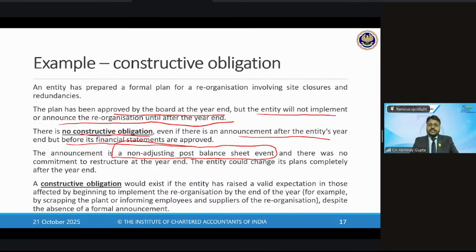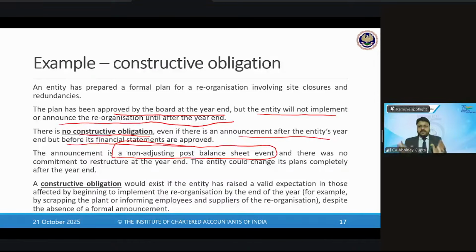If the past event is there, then only will we try to find out what the obligation is, whether that obligation is legal or constructive. If it is legal, then what are the repercussions? If it is constructive, then how much provision is the company going to record? All those questions come at a later stage. Unless and until we find the past event, we are not going to record any provision in our books of accounts. That is the thumb rule, right?